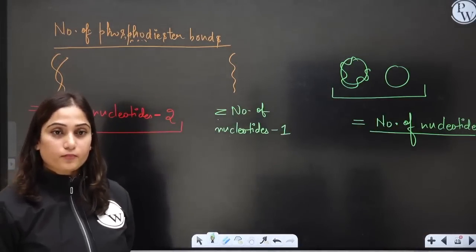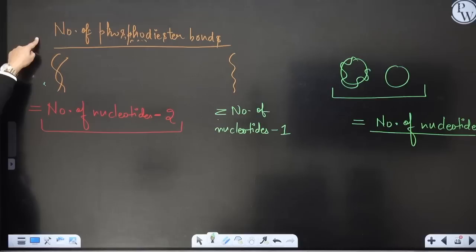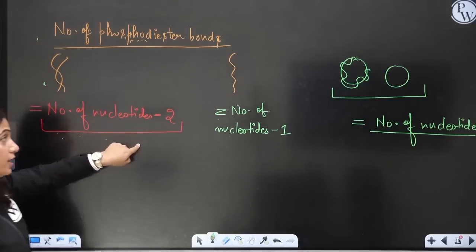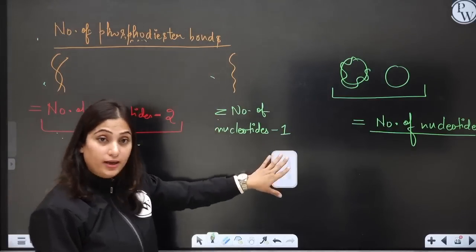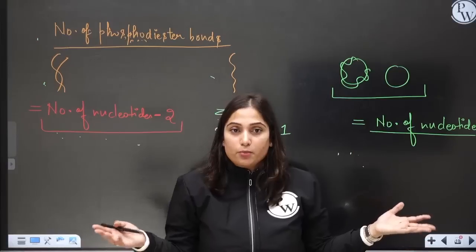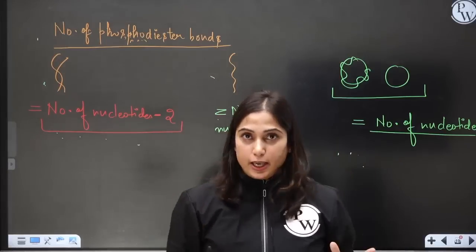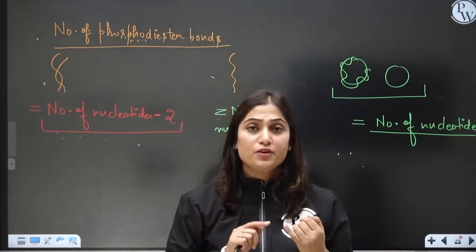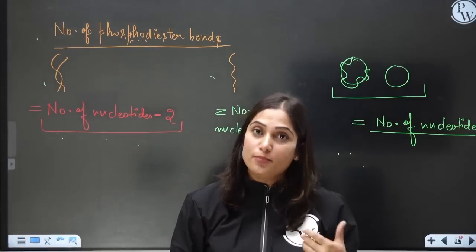Okay? So, in the DNA having the double-stranded linear condition, the number of phosphodiester bonds is equal to the number of nucleotides minus 2. In single-stranded linear DNA, it is the number of nucleotides minus 1. And in this condition, it would be equal to the number of nucleotides. But be very careful about what is given in the question. They have given either the number of base pairs, or the number of nucleotides or bases.